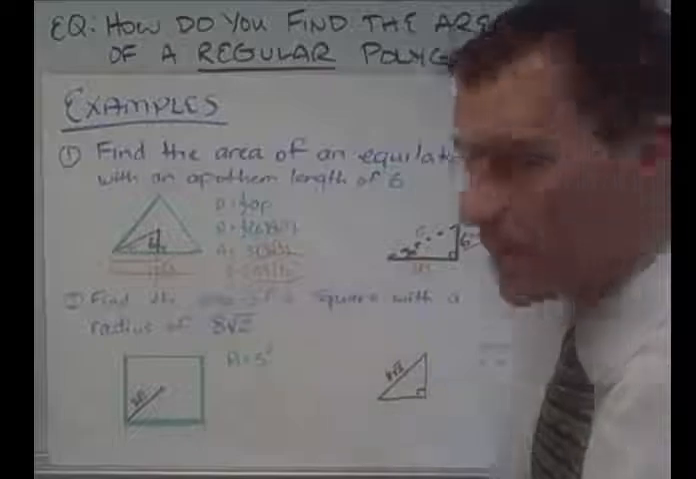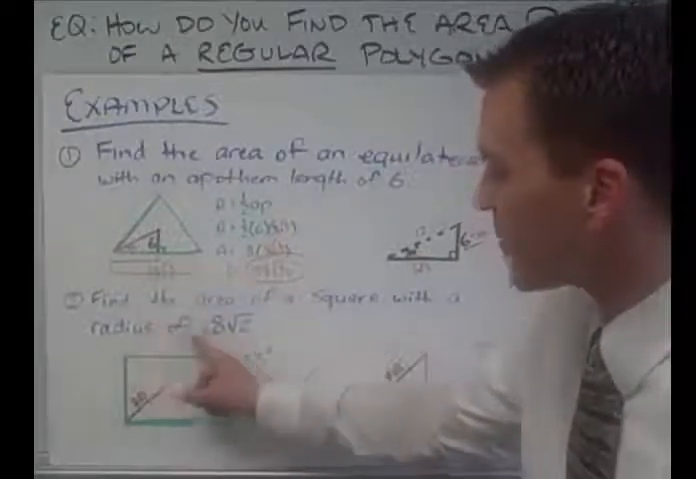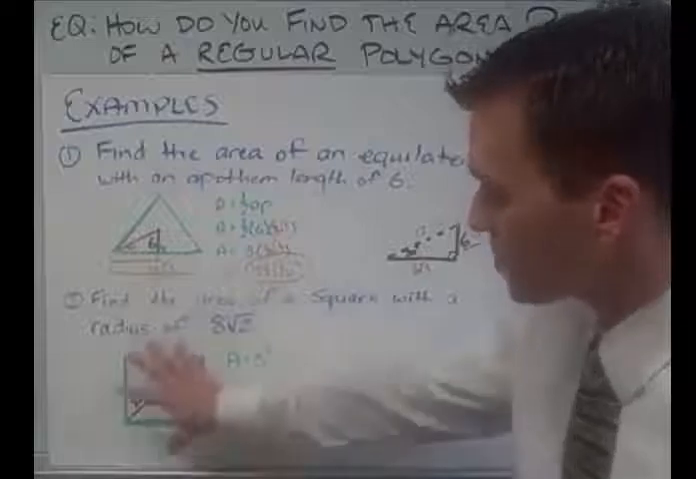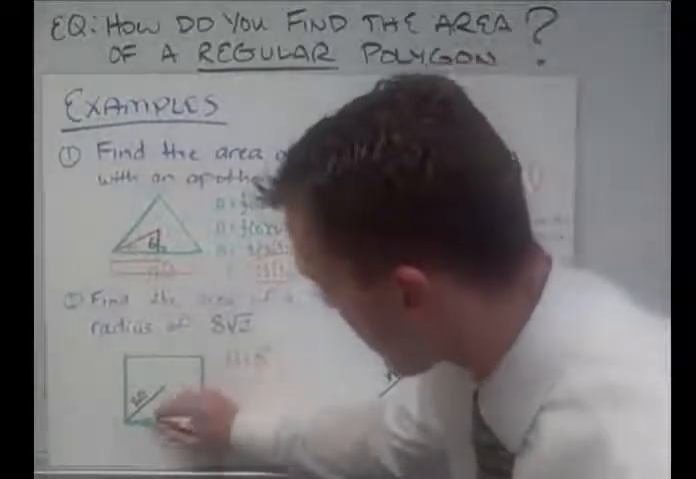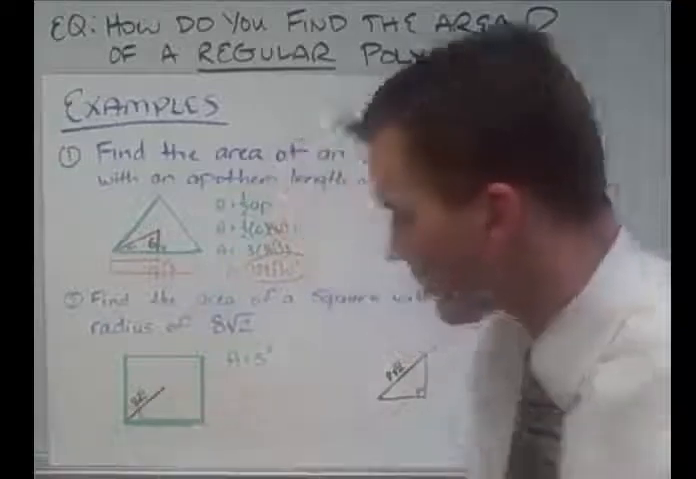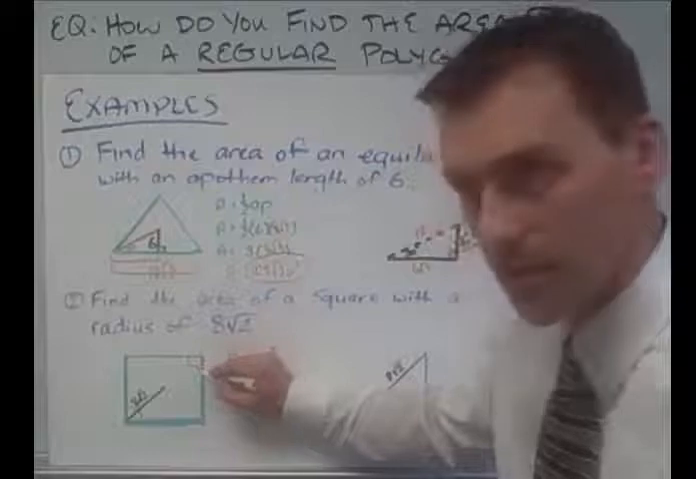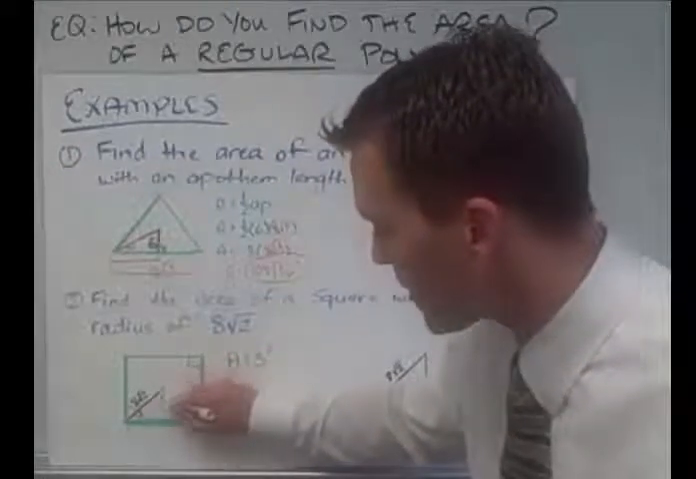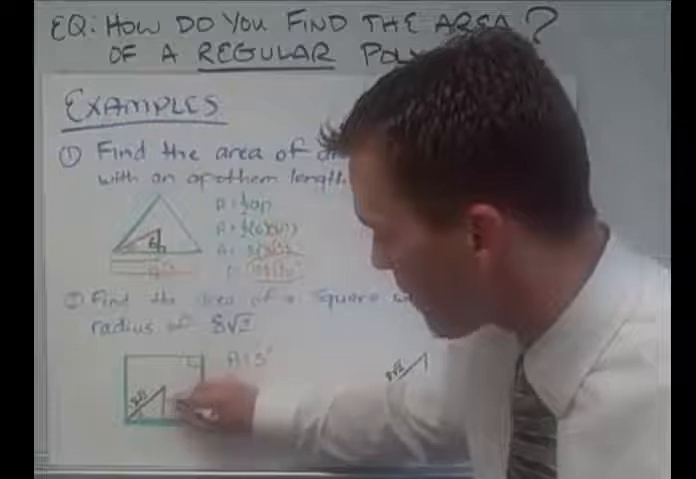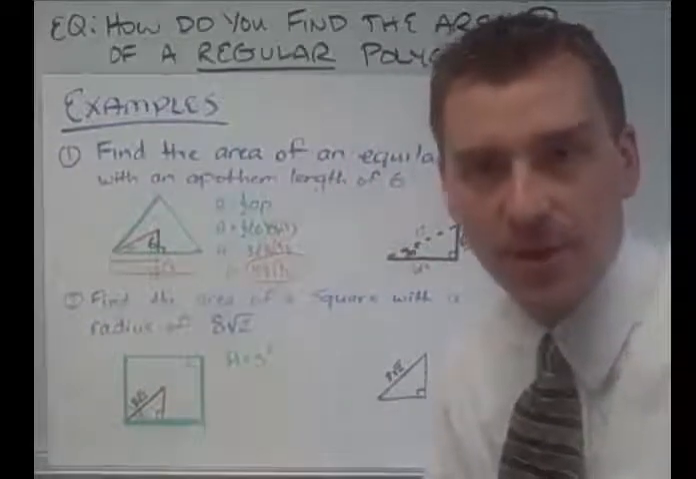All right, let's go to example number 2. Find the area of a square with a radius of 8 root 2. Well, here's your square, there's your radius. Now here's what I can look at. If I look at this radius, I know it bisects the angle. That's what a radius does. Boy, that's cool. I know all the angles of a square are 90, so if I bisect that, that's 45. Ooh. Now if I drop an apothem right there, making a right angle, that means I'm looking at a triangle that's 45, 45, 90. Sweet.